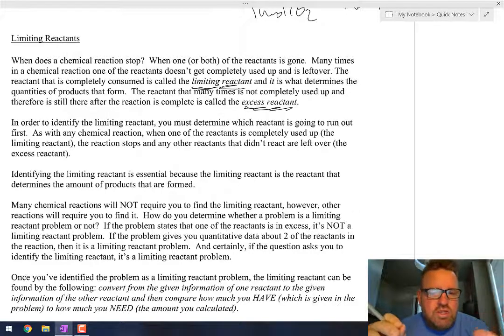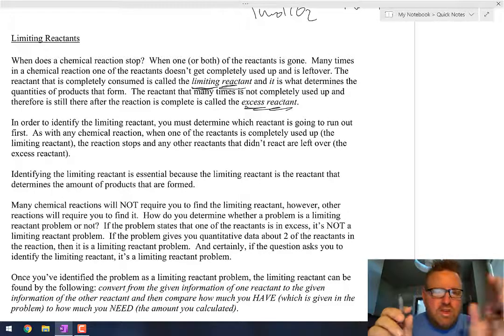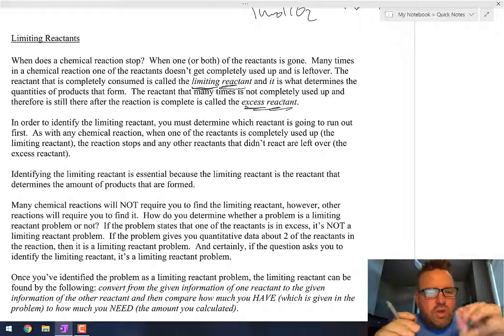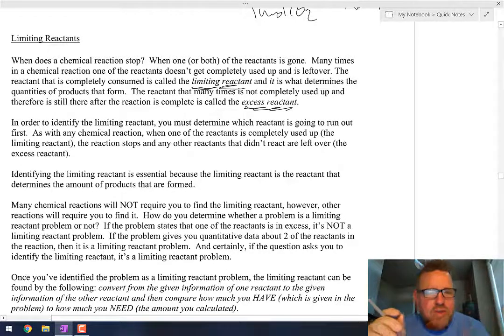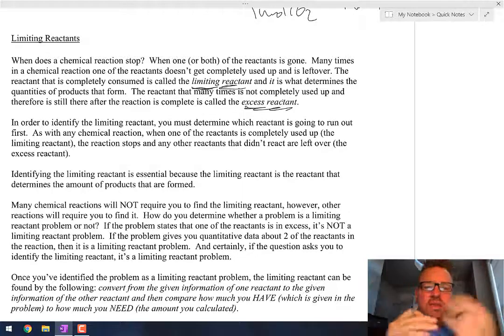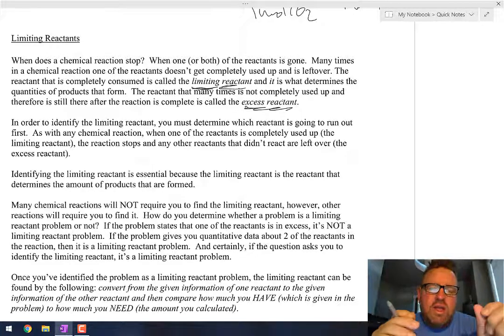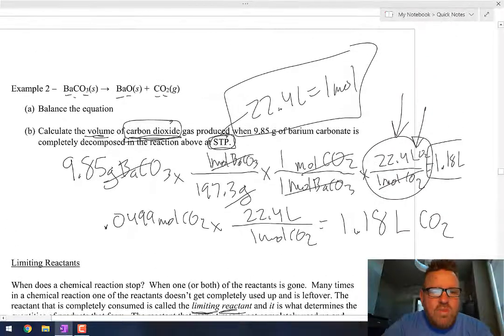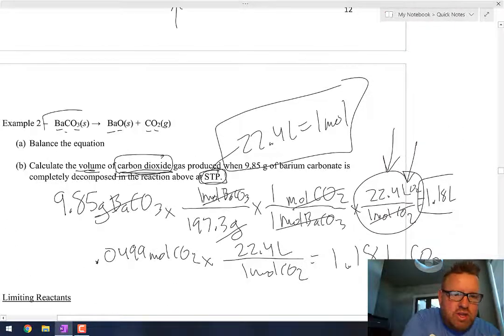Okay, in order to do some math, you have to be able to convert from one reactant to the other reactant. Okay, and so in order to determine this, we have to figure out which one's going to run out first. Now, first of all, let's back up even more. How do we know a problem deals with limiting reactants? Because a lot of times in a chemical reaction, all the stoichiometry problems we've done before have not been limiting reactant problems. Okay? So, for example, in this case, there's only one reactant.